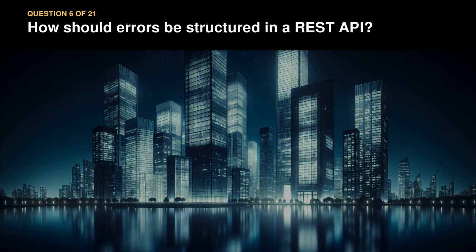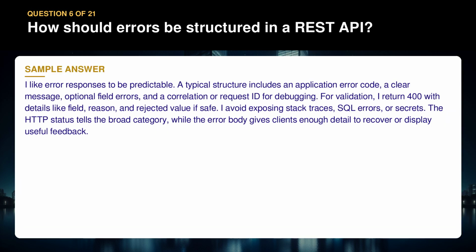Question 6. How should errors be structured in a REST API? I like error responses to be predictable. A typical structure includes an application error code, a clear message, optional field errors, and a correlation or request ID for debugging. For validation, I return 400 with details like field, reason, and rejected value if safe. I avoid exposing stack traces, SQL errors, or secrets.